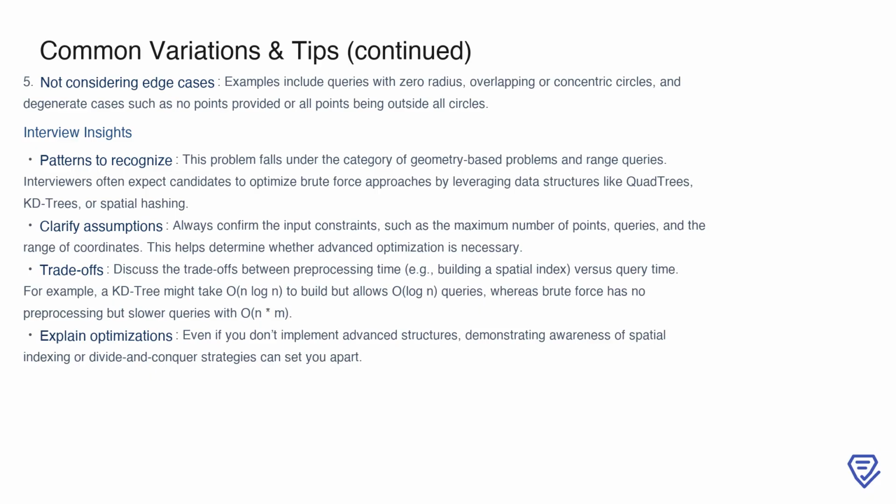Additionally, interviewers appreciate when candidates discuss trade-offs, such as the time invested in pre-processing versus the speed of queries. For instance, while building a KD tree takes O(n log n), it significantly improves query time to O(log n). Even if you don't implement these advanced techniques, demonstrating an understanding of spatial indexing or divide and conquer strategies can leave a strong impression.